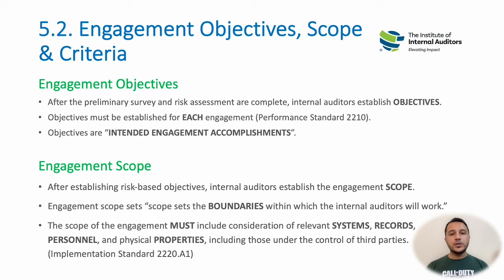The scope of the engagement must include consideration of relevance to systems, records, personnel, and properties. So to what extent you will go: which systems you will be reviewing in your engagement, what records you will be reviewing, who you will approach for interview for the purpose of the assignment to better understand the systems or the process owner, and what key asset classes you will be looking at in terms of properties. So that all encompasses the scope area of an audit engagement.